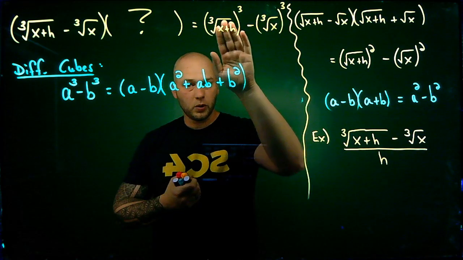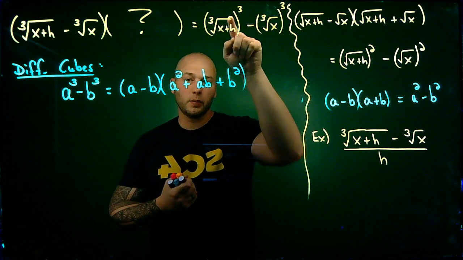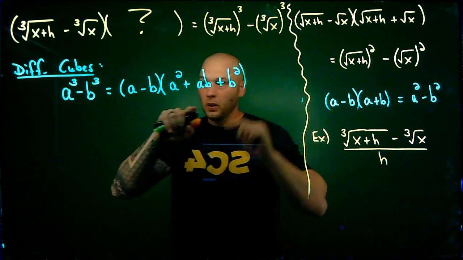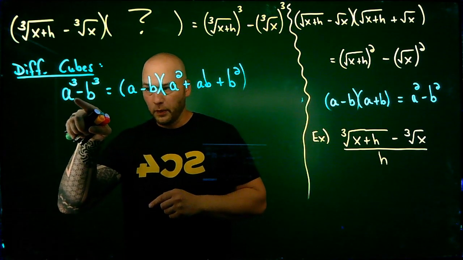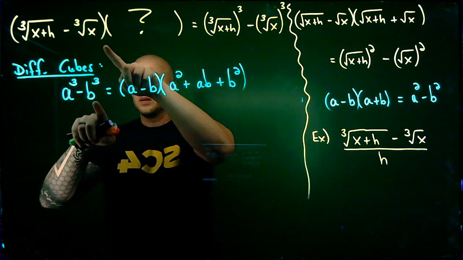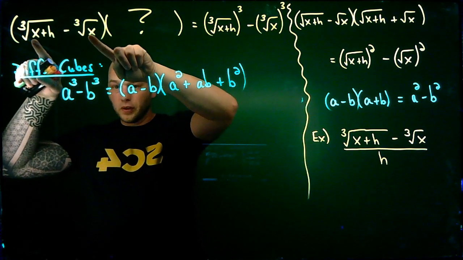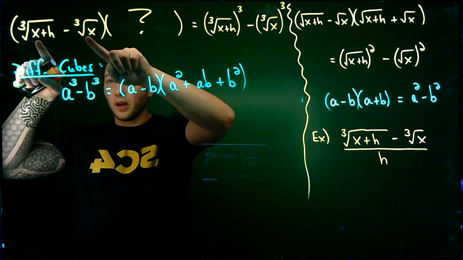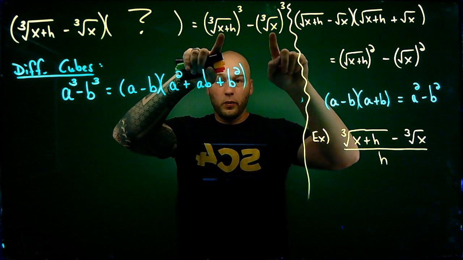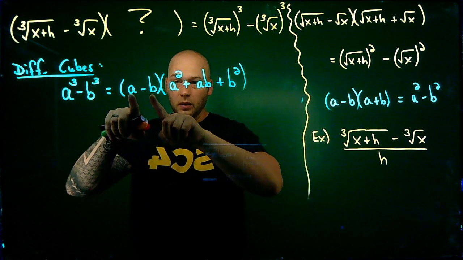Ignore the cube root, square root, the cube root of x plus h. Ignore all that. I've got the cube of something minus the cube of something. Well, over here, I've got the cube of something minus the cube of something. And then if I look at the other side of this, what I have in this first set of parentheses is the difference of two things. And notice those two things match what's under the cube here. So that would be my a minus b.